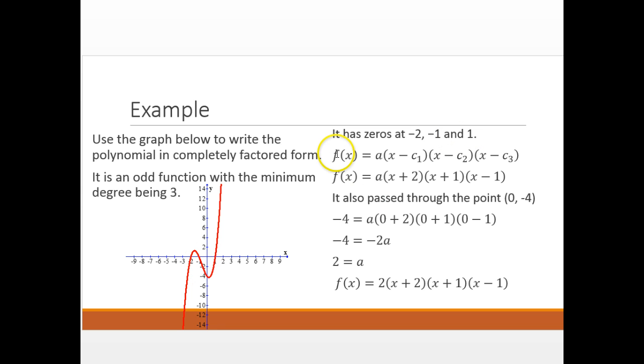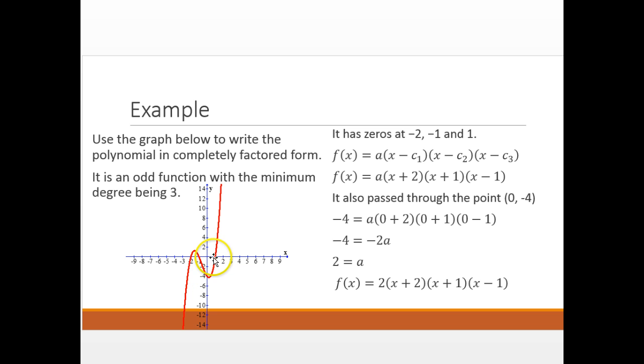So if I write this function, this is f of x equals a times x minus c1, x minus c2, and x minus c3. So f of x equals a times x plus 2 times x plus 1 times x minus 1. Now we still don't know what a is. We cannot assume that it's 1. We have to actually calculate it. We have another point on this graph. We have the point 0, -4.